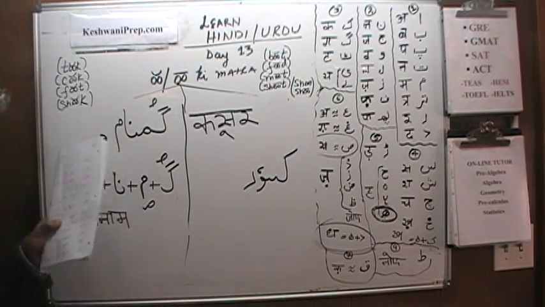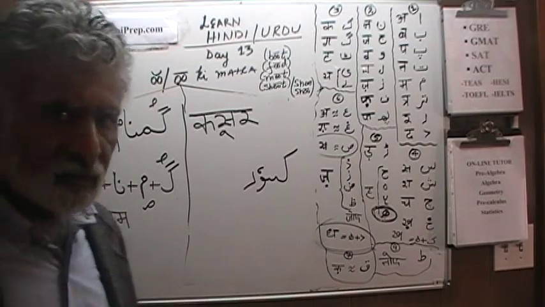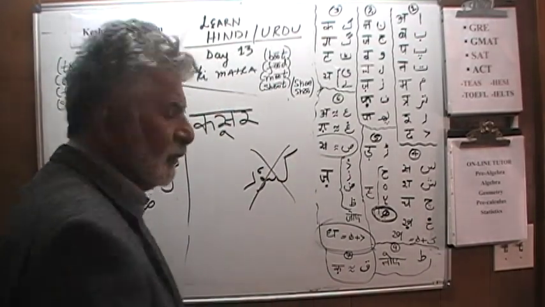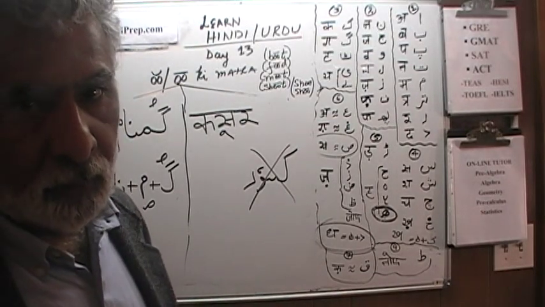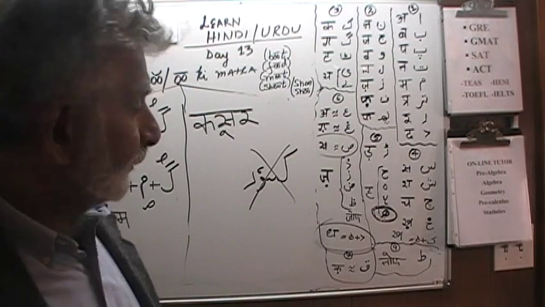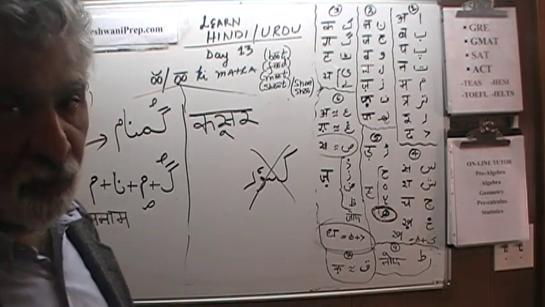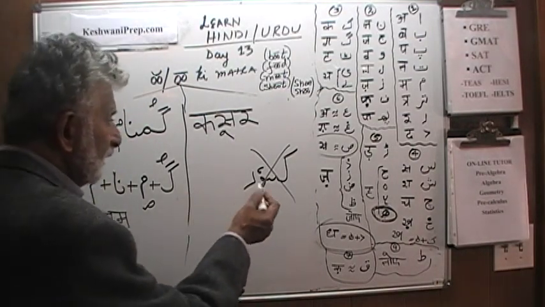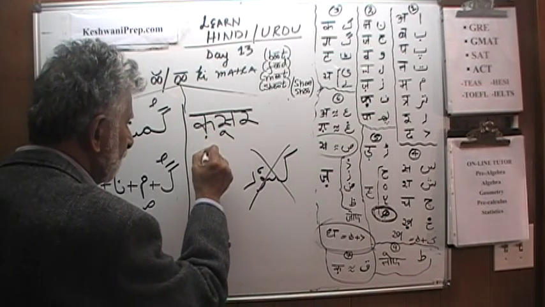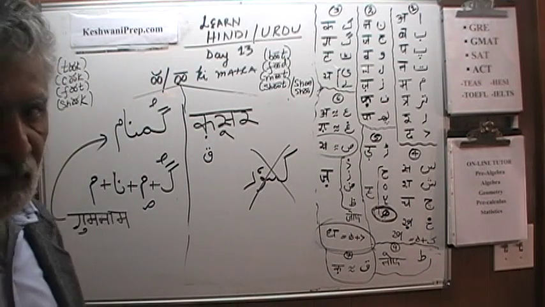If you wrote this kasoor like this in Hindi, you will get a big fat zero in Urdu and you will flunk your exam, your class, your grade. That is the wrong spelling, for two reasons. First of all, the k that we need here should have a dot. Kasoor is an Arabic word.